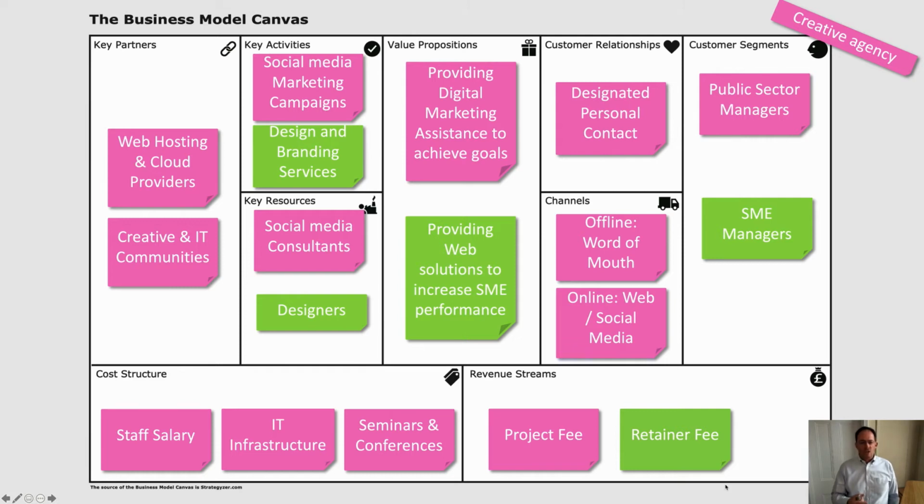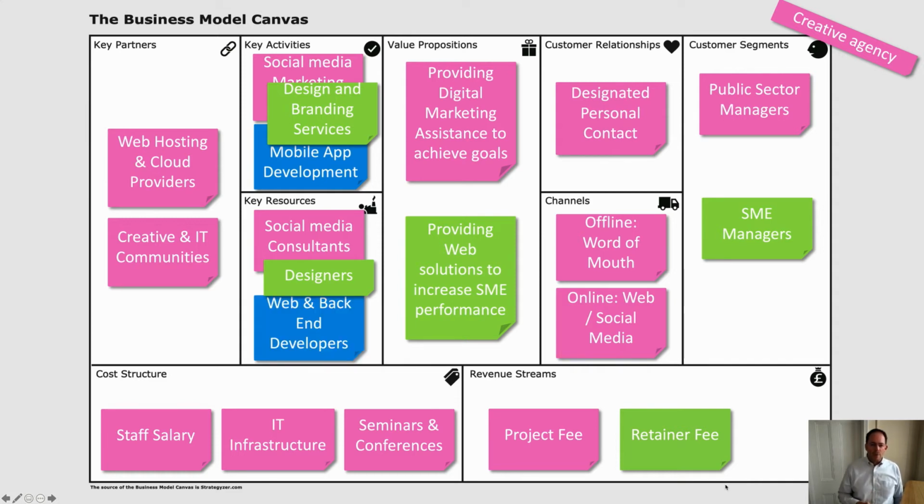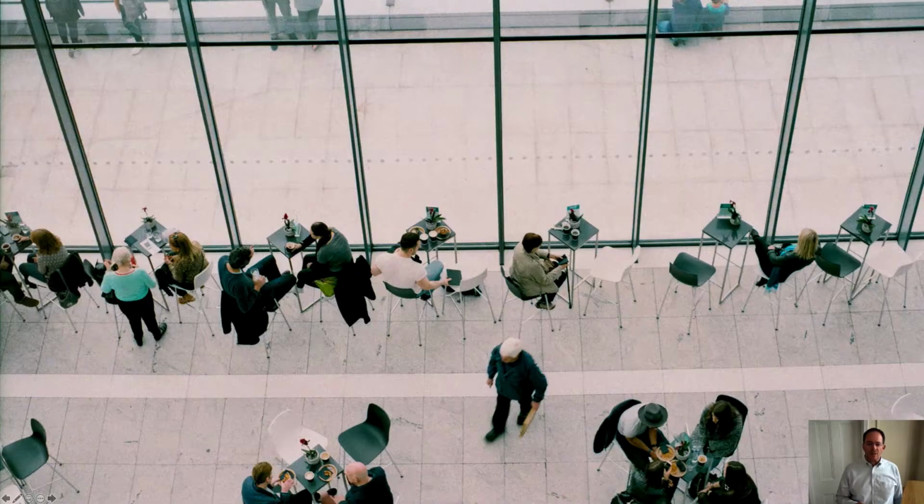So that growth also came with a change in the revenue streams, because now they got people who were prepared to sign up to a retainer, so 6 and 12 month contracts, and they were paying a retainer to have these services delivered. So a change in the way that the revenue streams worked. In the fullness of time, further activities were undertaken. Mobile app development, web and back-end developers were brought in, again, to add value to the proposition to those particular customer segments.